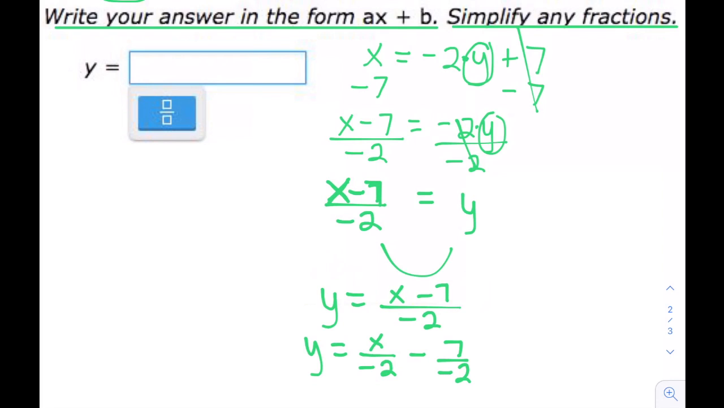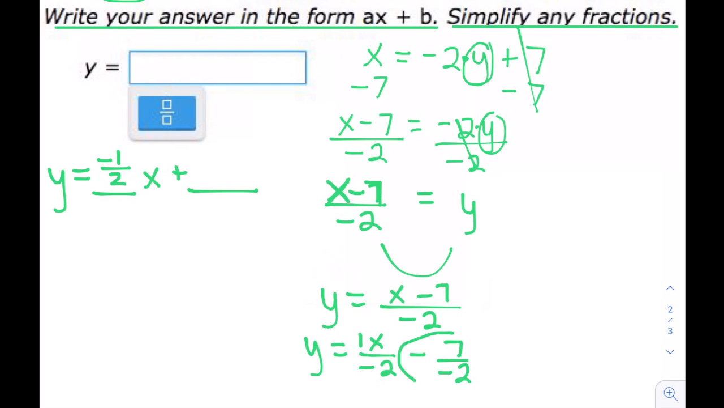Now I still have a little more work to do so that it says y equals something x plus something. I want to figure out what that fraction is that's going to be in front of x. In front of x down here is a little hidden 1. So 1 over negative 2 would be my fraction. Remember, I want my negative to be on the top if there's only one negative. So I'm going to write it as negative 1 over 2.